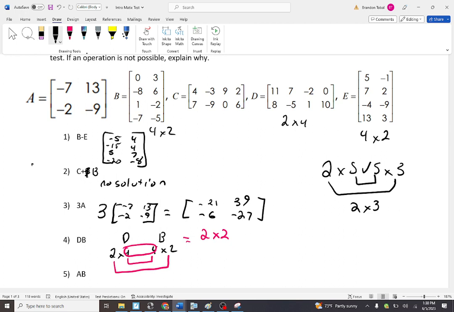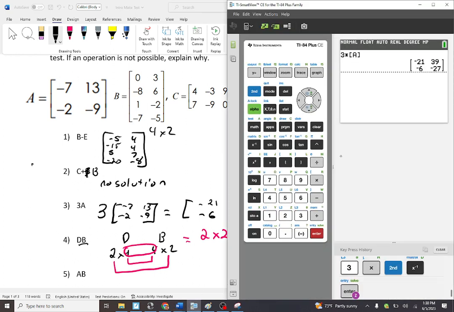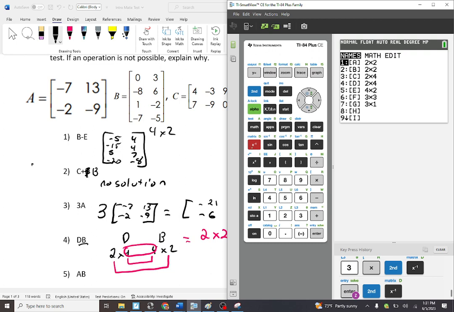But it's much harder to do the math by hand, so let's do it in a calculator. I'm going to plug in B and I'm going to plug in D. Again, I'm just going to talk it through. So I'm going to plug in B. So I'm clicking second, then x minus 1 to get to the matrix menu. Remember, I want to change what B is. So I'm going to edit B.